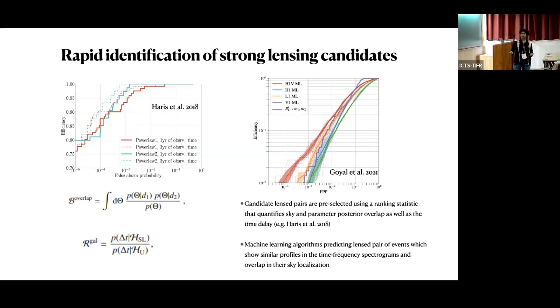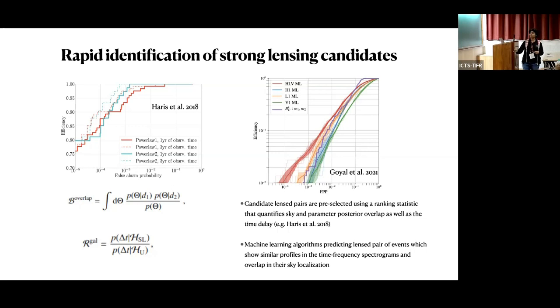Then there's also this R-gal factor, which makes use of the fact that the time delay distributions are very different if you have a population of lensed events versus unlensed events. That's quantified by R-gal. They make use of this B overlap and R-gal to determine the promising candidates of strongly lensed events. And this plot here shows the efficiency and the false alarm probability for different models. I'll talk about this a bit more in the next slide.